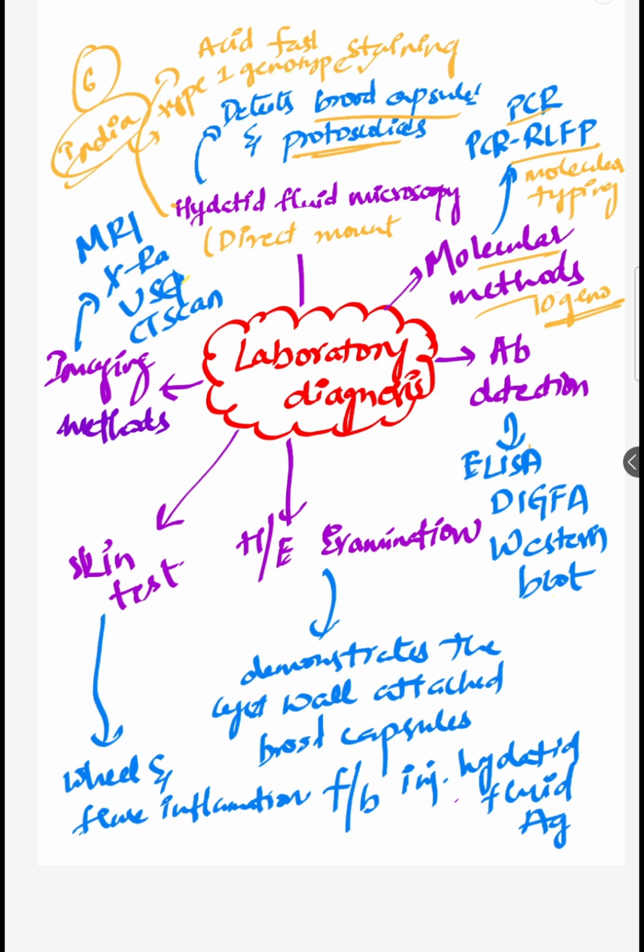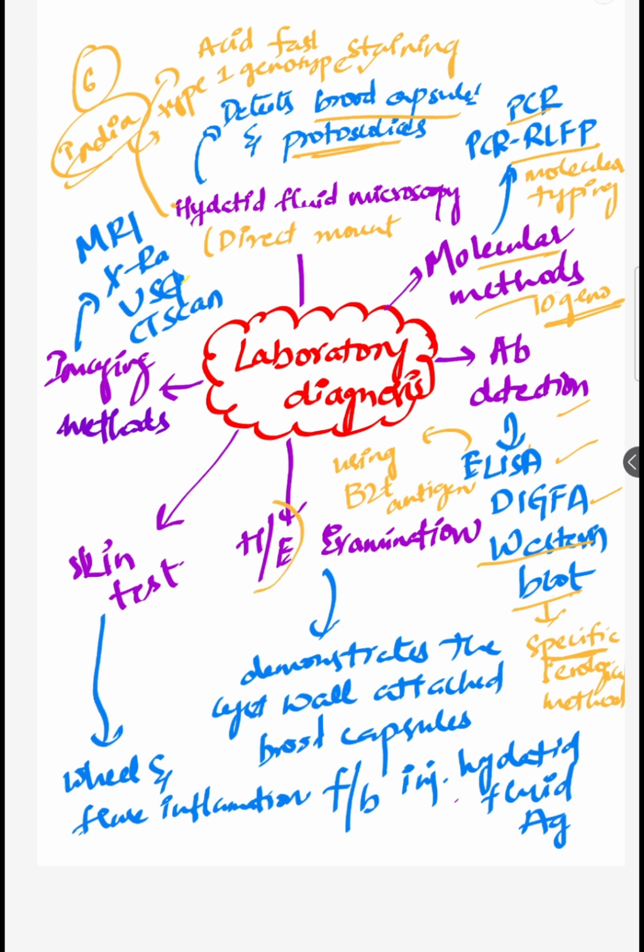Okay, and next coming to antibody detection. Antibody detection is done by ELISA, DIGFA, and Western blot. The Western blot is the specific serological method, you have to remember this. And how is ELISA done? ELISA is done by using B2T antigen.